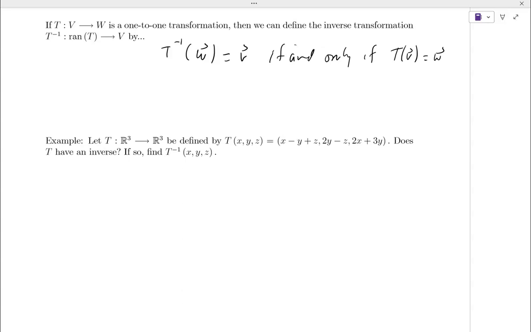We've got the transformation going from R3 to R3. We've got the outputs there for the transformation. First, it asks if it has an inverse. Again, if T is going to have an inverse, then it needs to be 1 to 1 and onto. So again, we check that by looking at the matrix for the transformation and row reducing, just like we always do, right? What is the standard matrix for this particular transformation?